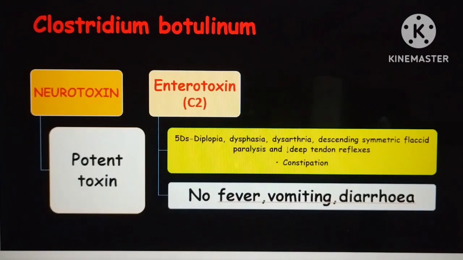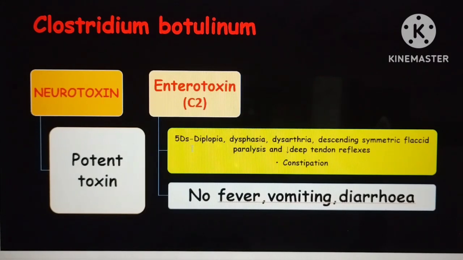So here, what are the toxins? For botulinum you want to remember 2 toxins: one is the neurotoxin and the other is the enterotoxin. Here the neurotoxin is a potent toxin. You know 1 microgram of neurotoxin is enough to kill the entire humankind. Okay, so that much it is very virulent and potent. So coming to enterotoxin, it is responsible for causing food poisoning, everything.